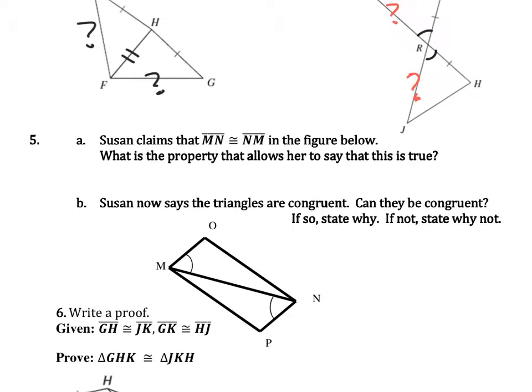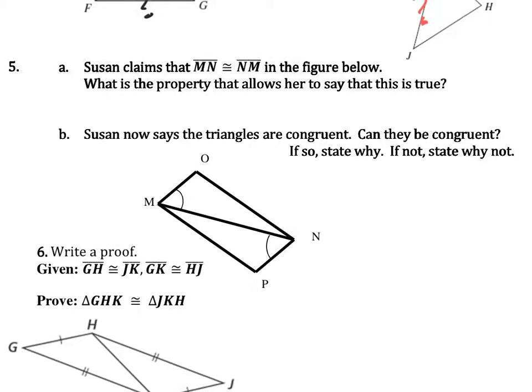So let's go to the next one here. Susan's thinking about this drawing. Susan says that MN is congruent to MN. How does she know that? Well, we know that because of the reflexive property. So you need to be familiar with that name. Looking for the reflexive property, we'll also be looking for vertical angles, and we'll also be looking for alternate interior angles. Those will show up a lot.